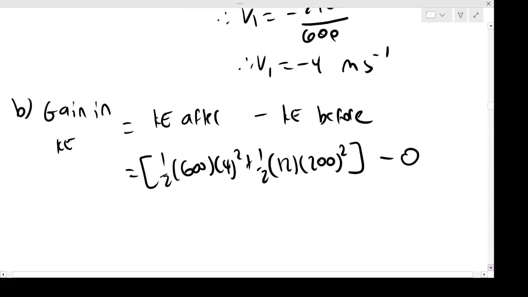So therefore we can see that the kinetic energy gained here is 244,800 joules. So quite a lot there. And so there we are.